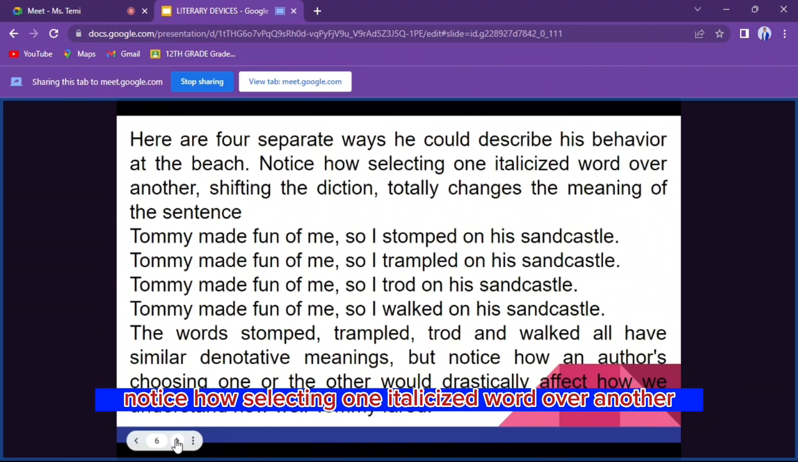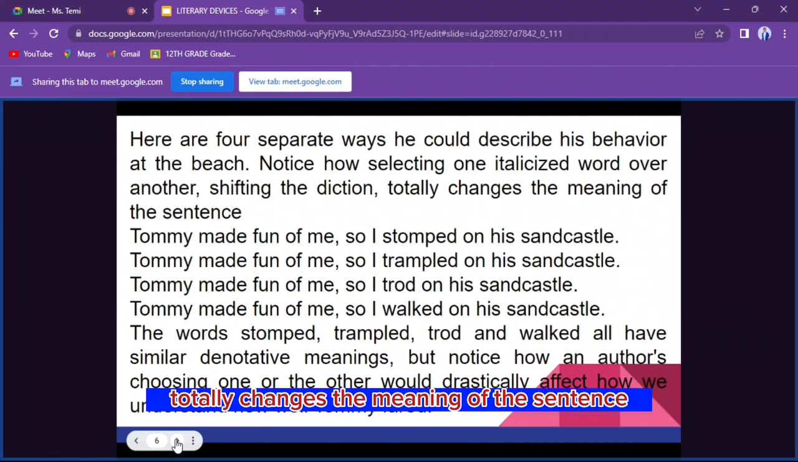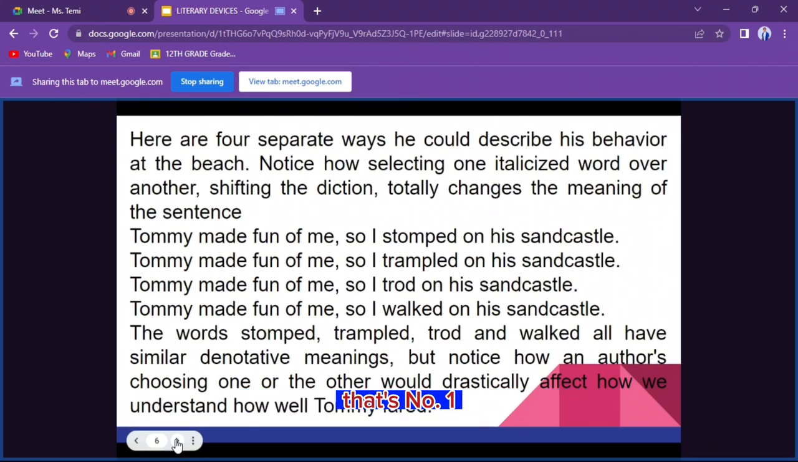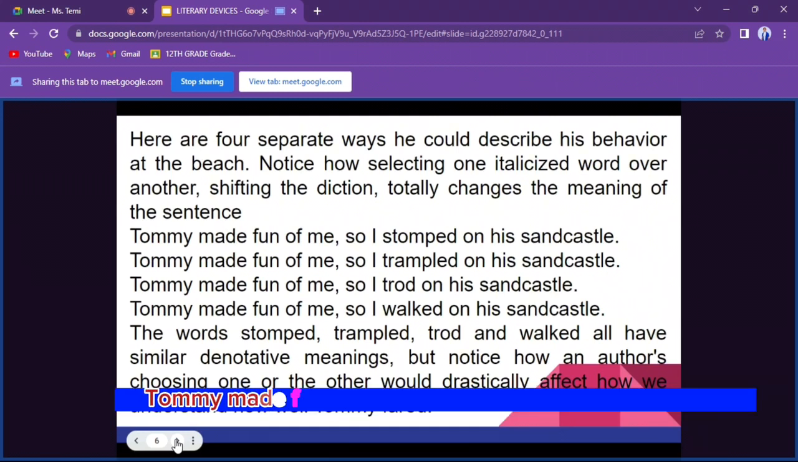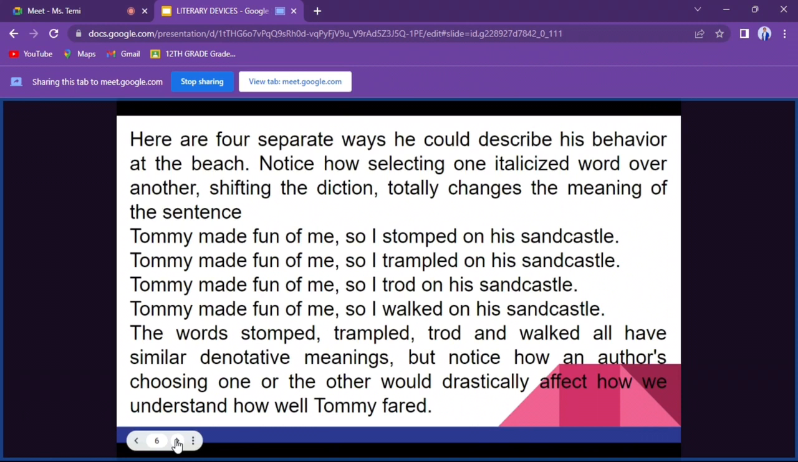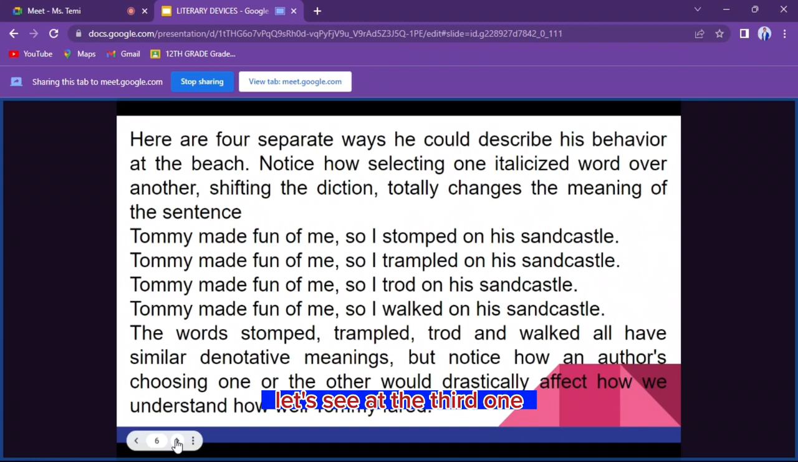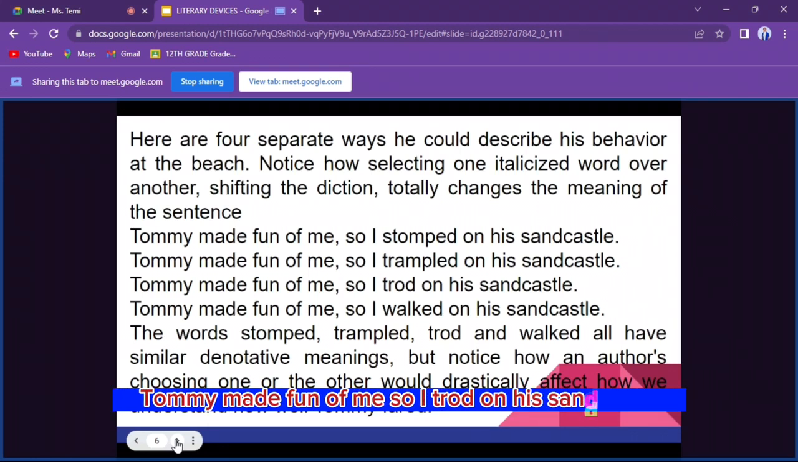Notice how selecting one italicized word over another, shifting the diction, totally changes the meaning of the sentence. The first one we have: Tommy made fun of me, so I stomped on his sandcastle. That's number 1. Look at the meaning. The second one: Tommy made fun of me, so I trampled on his sandcastle. Can you see how it has changed the meaning? Let's see the third one: Tommy made fun of me, so I trod on his sandcastle. Can you see the difference now?